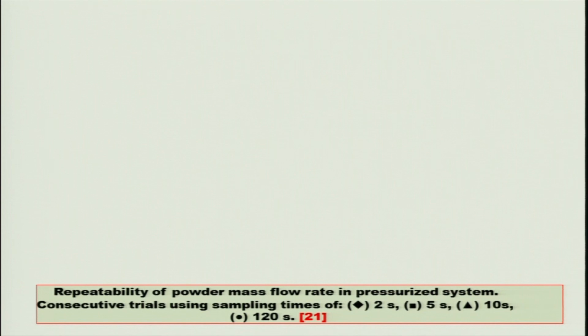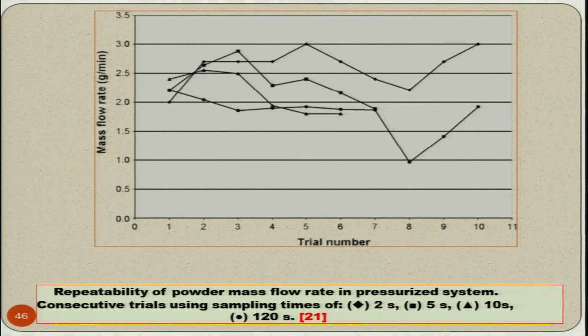Repeatability of powder mass flow rate in a pressurized system, consecutive trials using sampling times of 2 seconds, 5 seconds, 10 seconds and 120 seconds. Now, this is again a very important graph. You can see here this is the mass flow rate and this is the trial number. So, repeatability means if it has very good repeatability, then these curves should be a kind of straight line if it is absolutely repeatable.